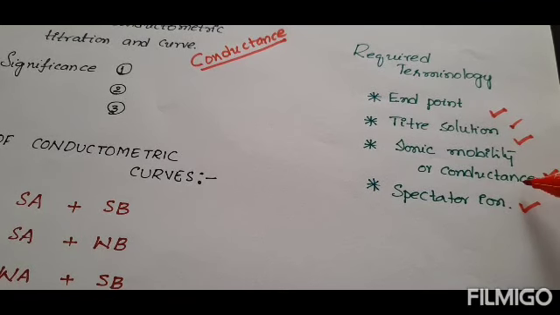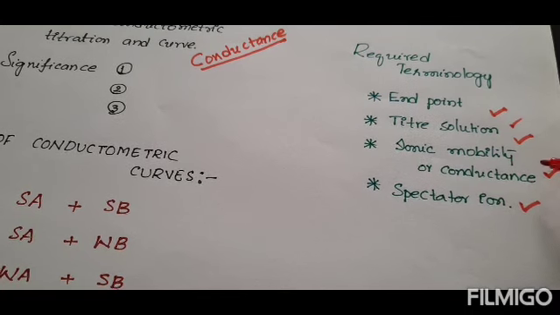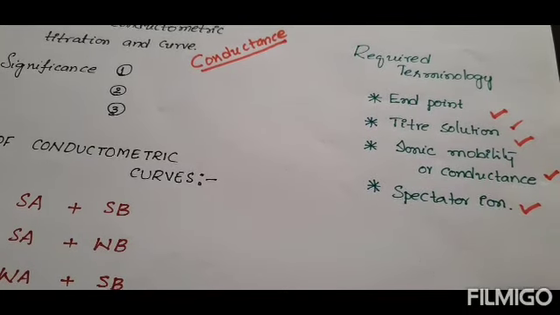Ionic conductance and ionic mobility, of course, have technically different definitions. Here we consider the speed of the ion. The more the conductance or mobility, the more the speed of the ion. And next one, spectator ion. An ion which is present before the reaction and after the reaction can be considered a spectator ion.